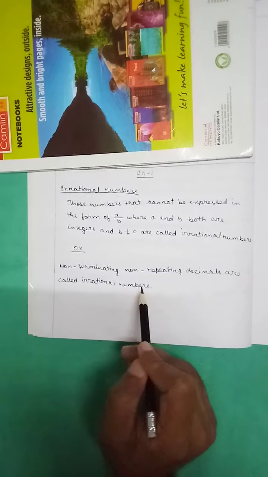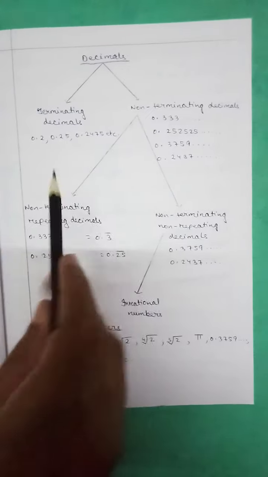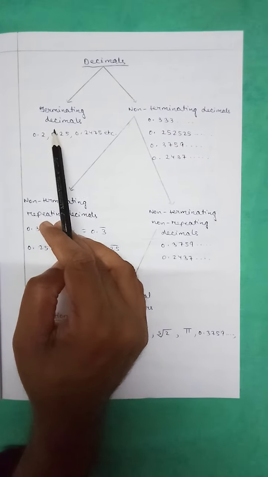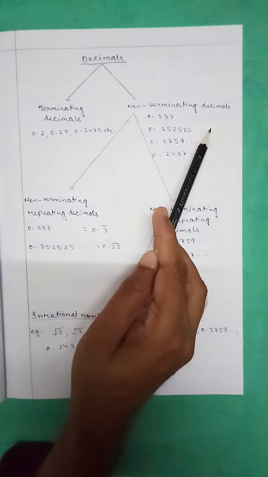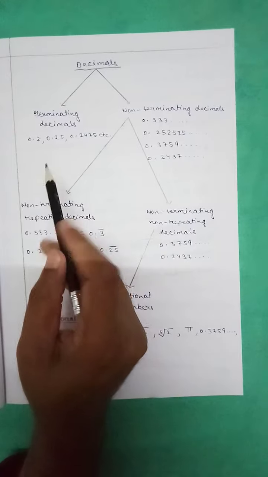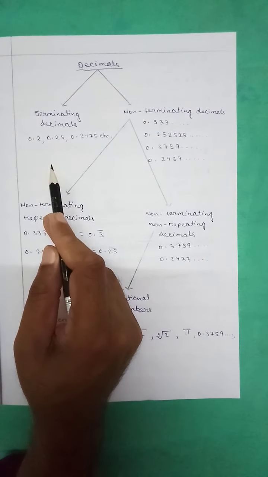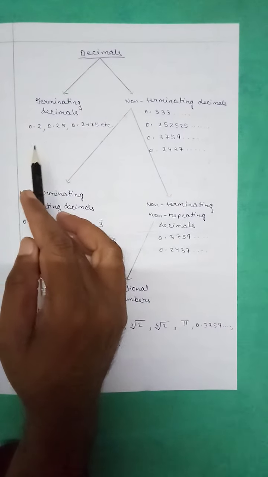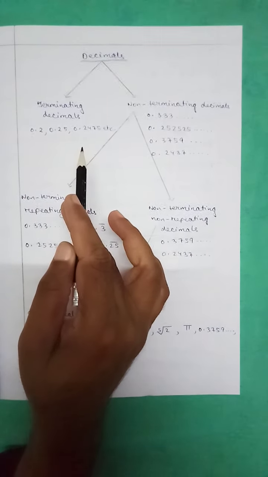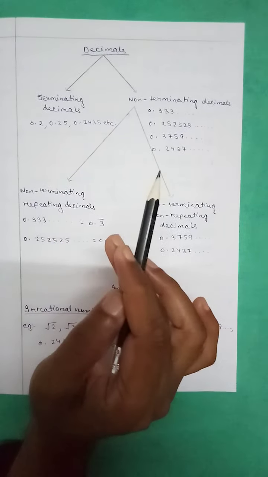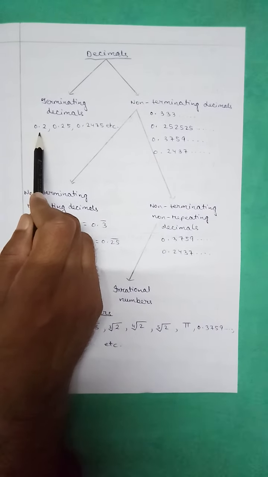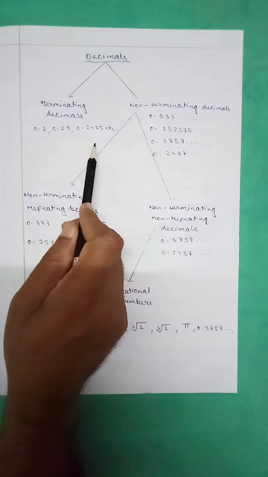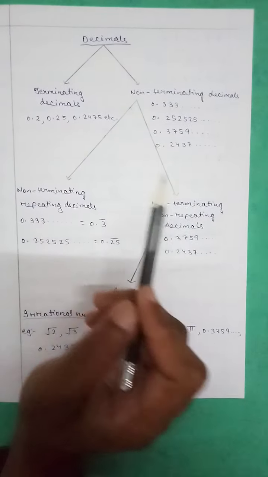Now to explain this, I'll give you the idea about decimals. Decimals are of two categories. One is terminating decimal, one is non-terminating decimal. Terminating decimal means where division will be over. After the decimal point, you may get a single digit, 2 digits, 3 digits, 4 digits, but division gets over. Like this kind of decimals, 0.2, 0.25, 0.2475, these are all terminating decimals.